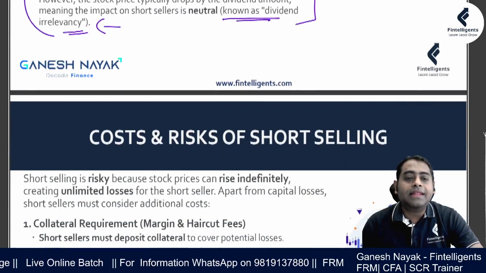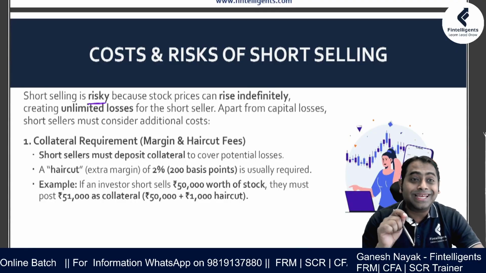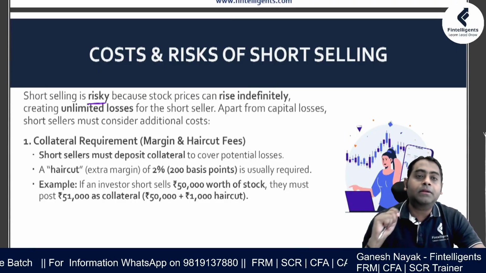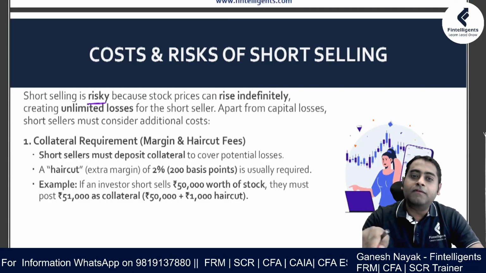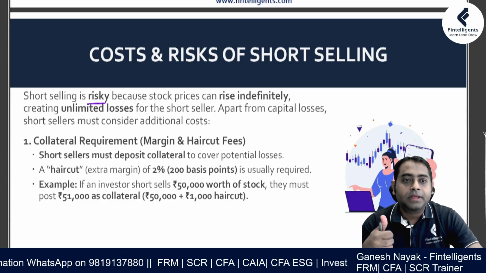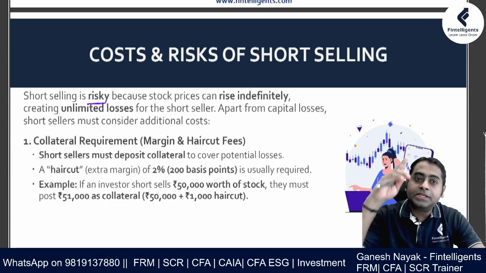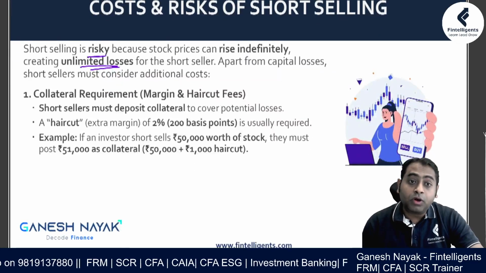Look at the cost and the risk. Now, what is the risk involved in short selling? When you do short selling, you expect the price to go down, but if it goes up, then you're going to lose, right? Then the broker will call you to give more collateral, more money, and the risk is unlimited. Why? Because the stock price can go very high, right? So over here, what do brokers do?